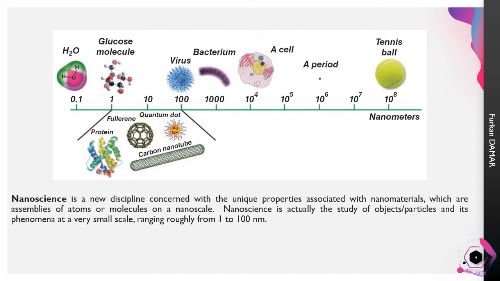Nanoscience is a new discipline concerned with the unique properties associated with nanomaterials, which are assemblies of atoms or molecules on a nanoscale. Nanoscience is actually the study of objects, particles, and their phenomena at a very small scale, ranging roughly from 1 to 100 nanometers. And here's the figure of the nanoscale. There is a size comparison of objects like a tennis ball, nanomaterials like carbon nanotube and fullerene, and biomolecules like a virus or bacterium, and this might be observed in this figure.